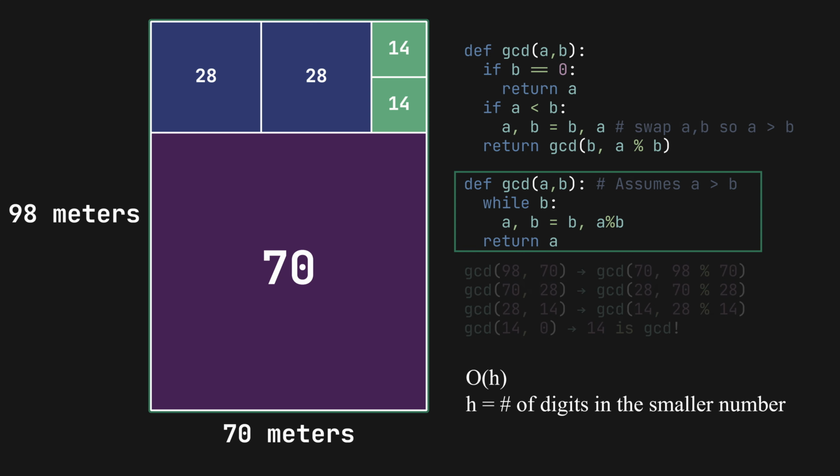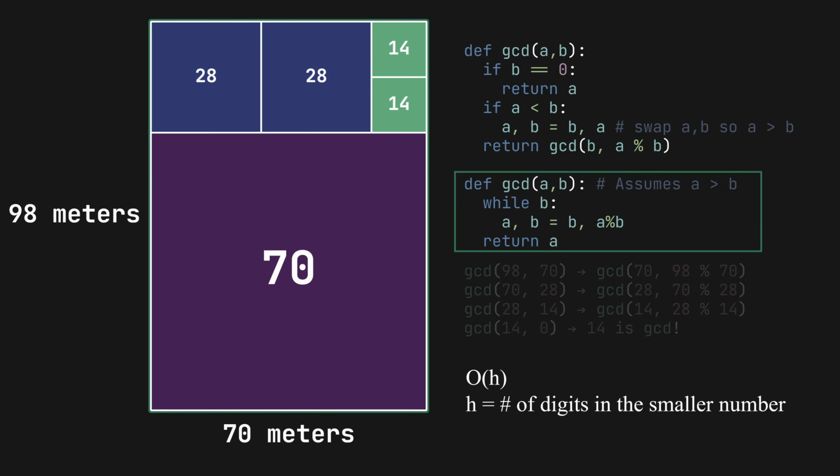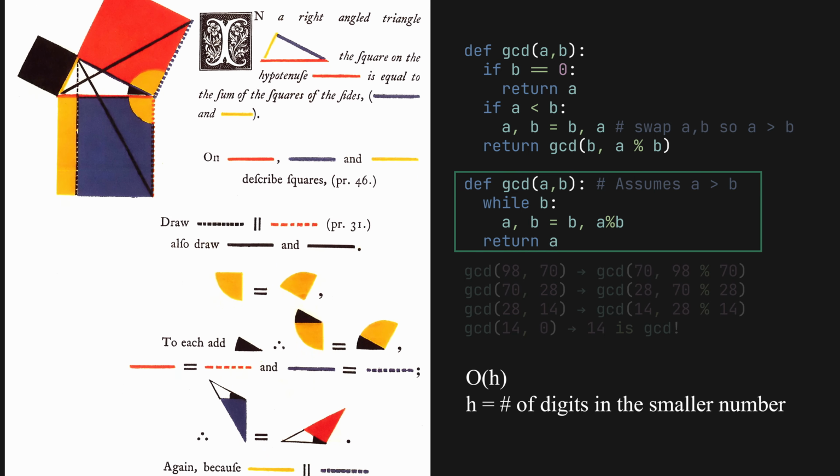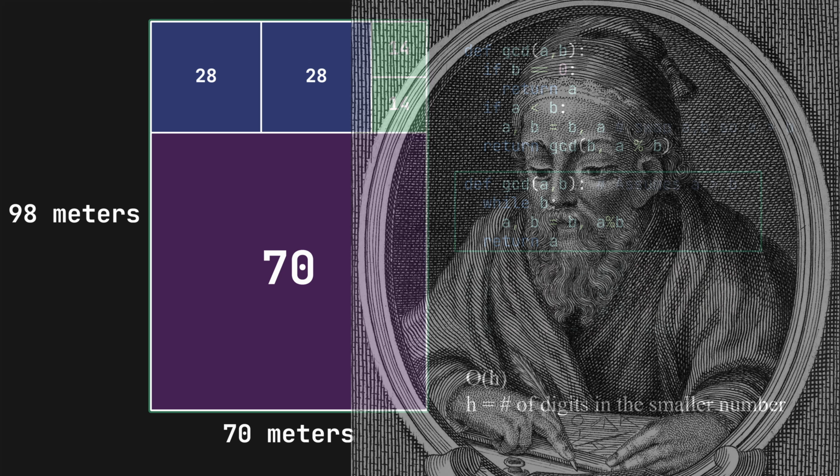I think it's so cool that an algorithm that was invented over 2300 years ago is still being used today. We still find it in places like solving equations or factoring polynomials, or even simplifying fractions. Good job, Euclid.